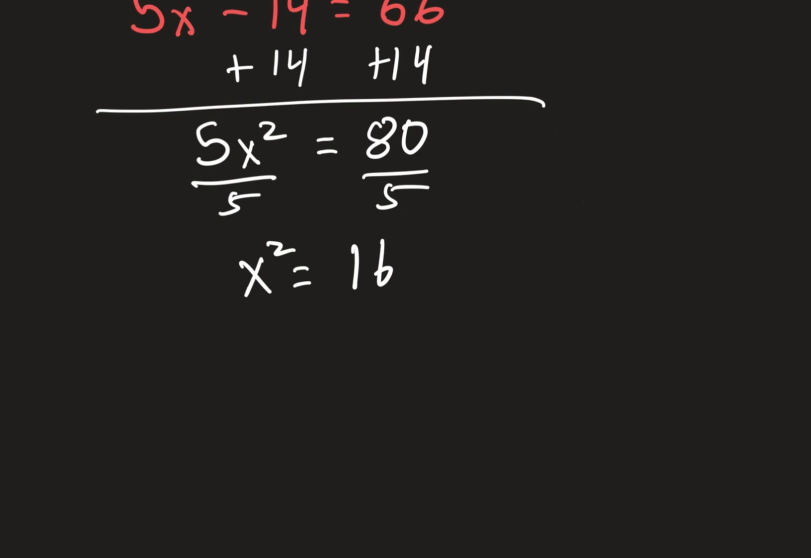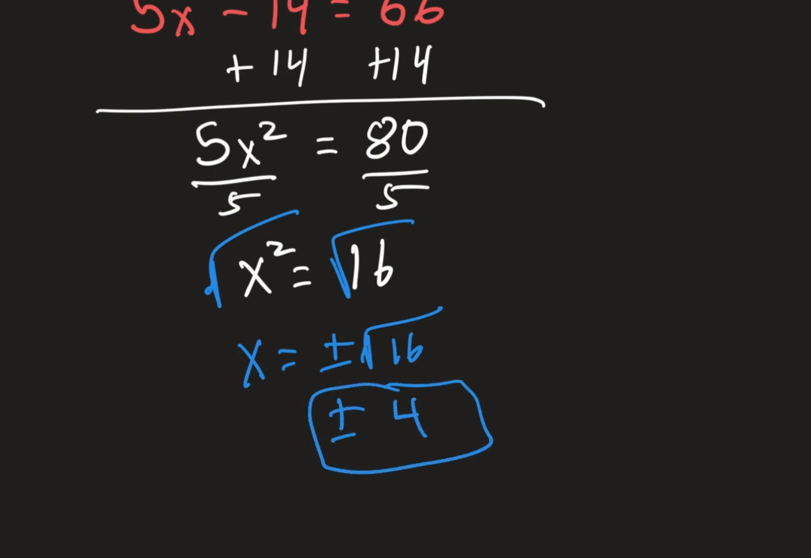Take the square root of both sides. x equals plus or minus the square root of 16. The square root of 16 is 4. So plus or minus 4 is our solution to that multi-step equation.